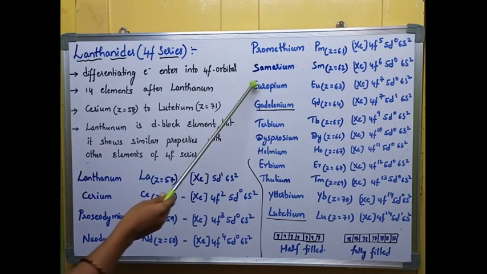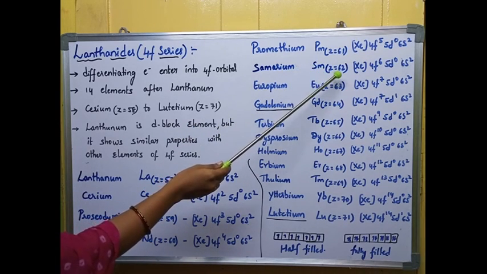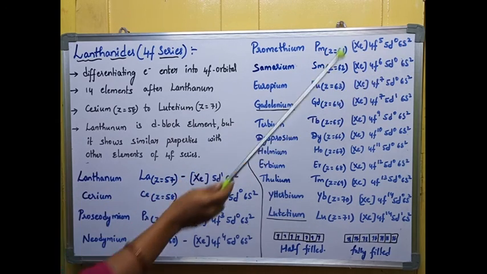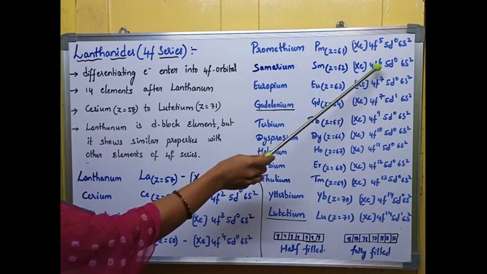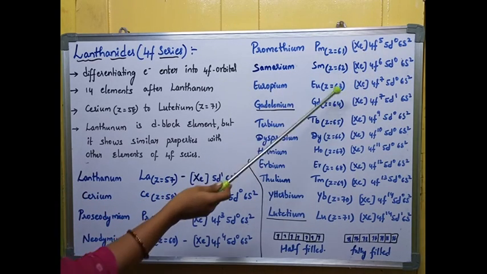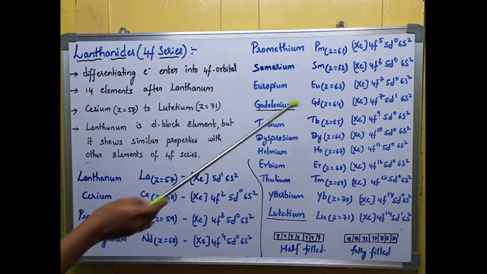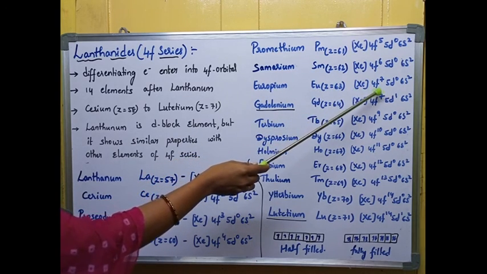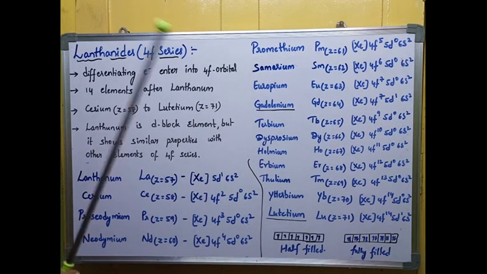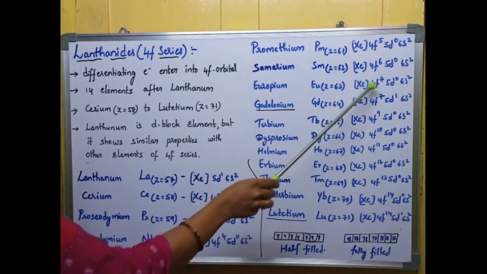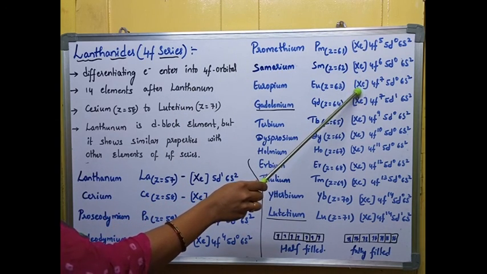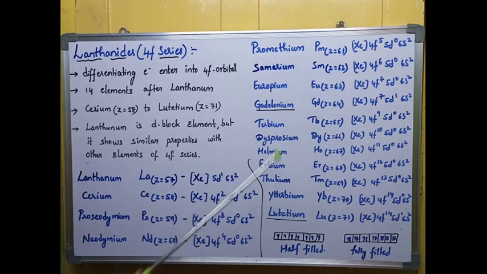Okay, now samarium is having atomic number 62. So xenon 4f6 5d0 6s2. Xenon 54, and you add 8, you'll get 62. Okay, next europium is having atomic number 63. So xenon 4f7 5d0 6s2. Here you can observe 7 electrons in the 4f. So that means it is half filled, which is completely stable. So 54 plus 9, you will get 63.